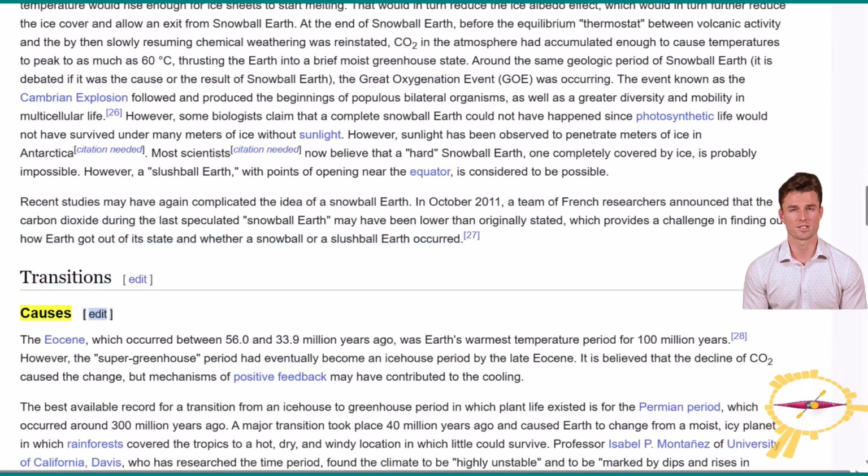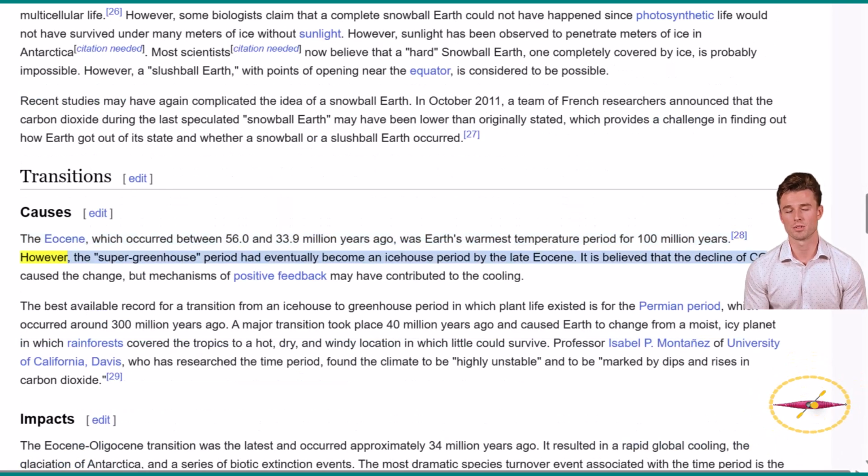Transitions. Causes. The Eocene, which occurred between 56.0 and 33.9 million years ago, was Earth's warmest temperature period for 100 million years. However, the super-greenhouse period had eventually become an icehouse period by the late Eocene. It is believed that the decline of CO2 caused the change, but mechanisms of positive feedback may have contributed to the cooling.